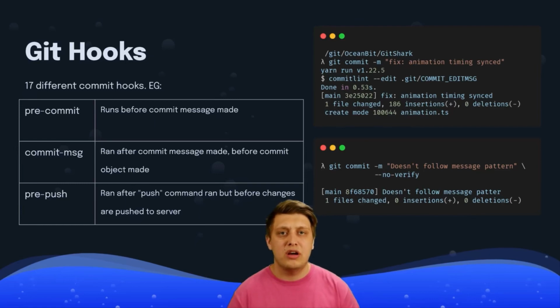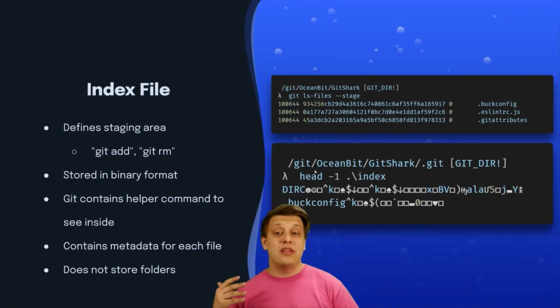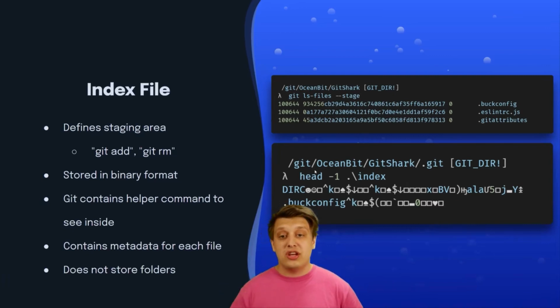So now that we've understood the hooks folder within the main Git folder, let's explore something else within the Git folder itself, the index file. Here, this defines the staging area. We can see that whenever we run a git add, git rm, anything like that.